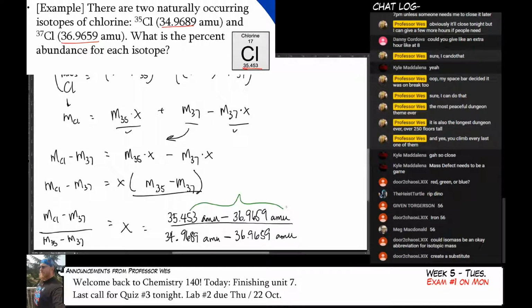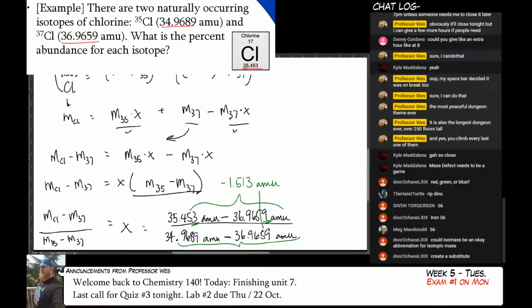So I'm going to do this subtraction using my calculator. Notice that this number is only going to the thousandths place, while this goes to the 10,000th place. So we're actually going to chop that calculation off right there. And I get negative 1.513 AMU.